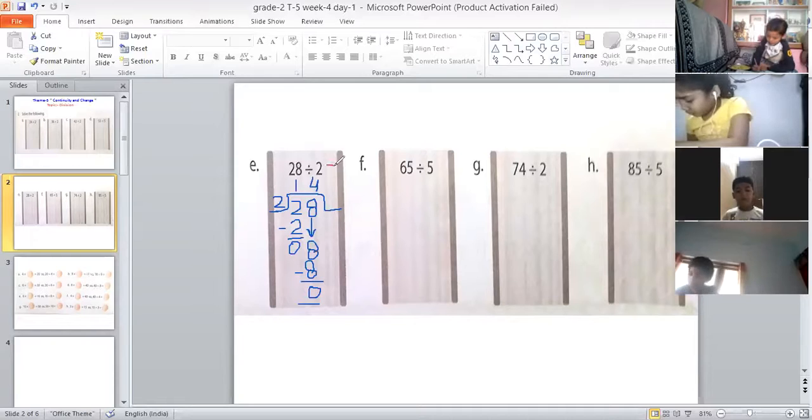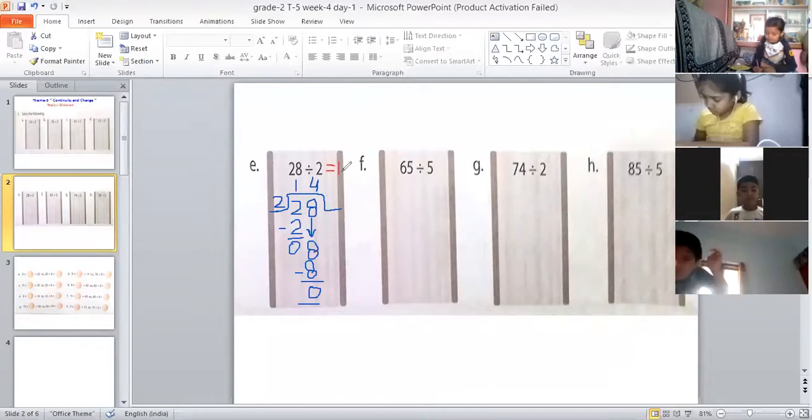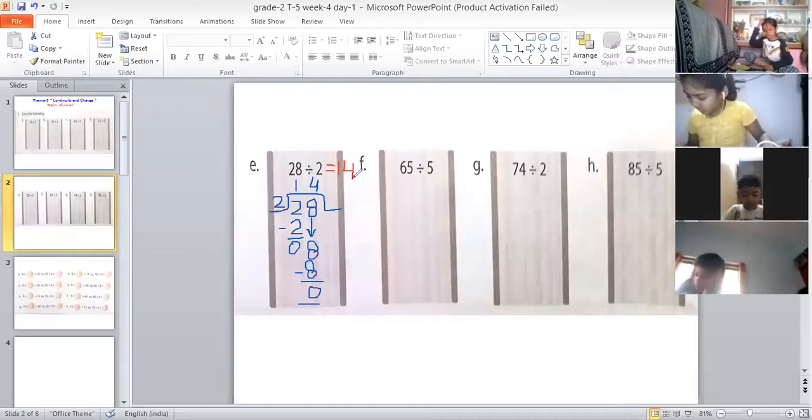14. Very good. Our quotient is 14. So our answer is 14. And don't forget to write this answer, that is 14, beside this question. You will be putting here an equal to sign and then you will write 14. Okay, that's correct. Thank you, Ashrita. Okay, now next question.